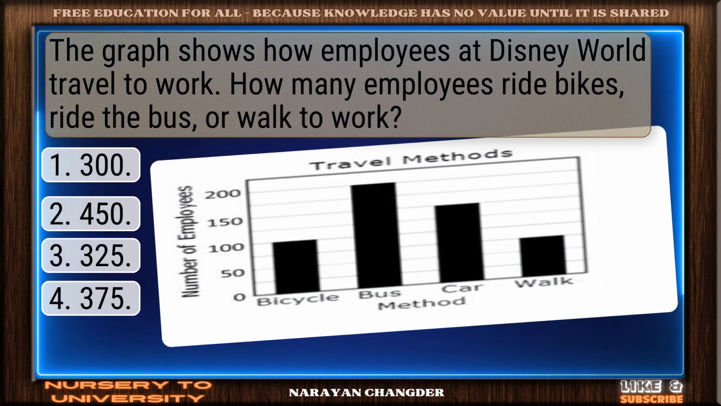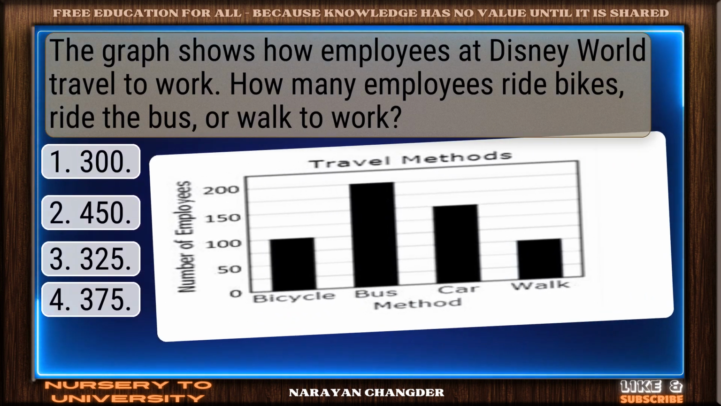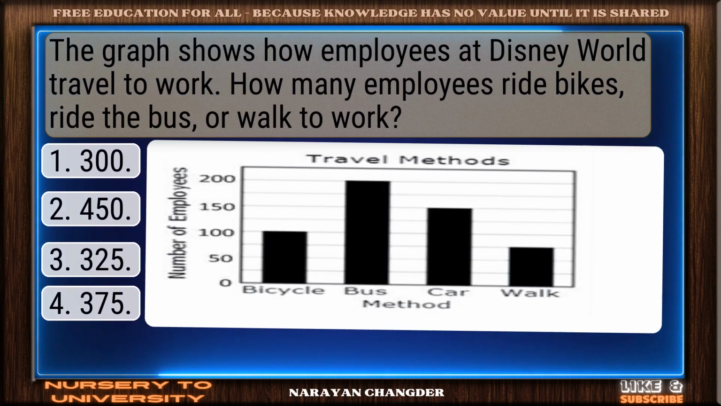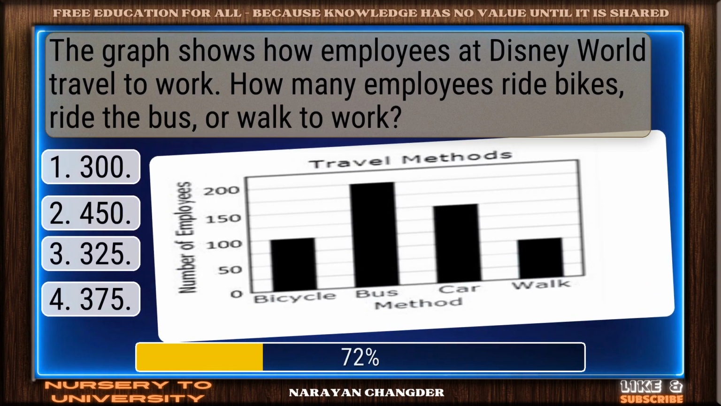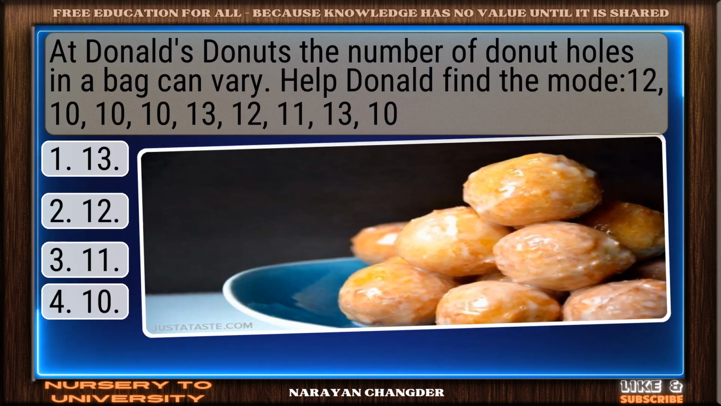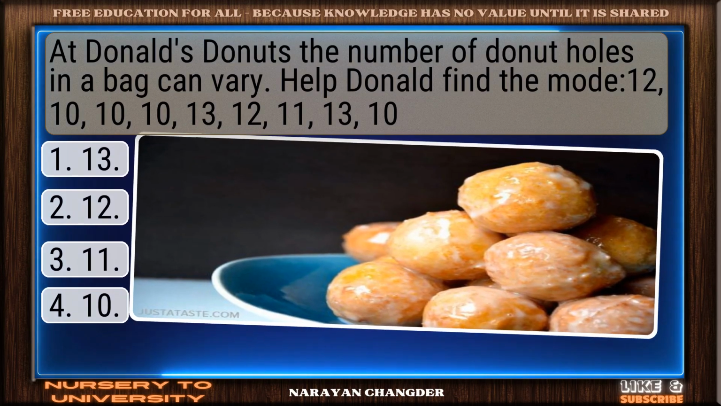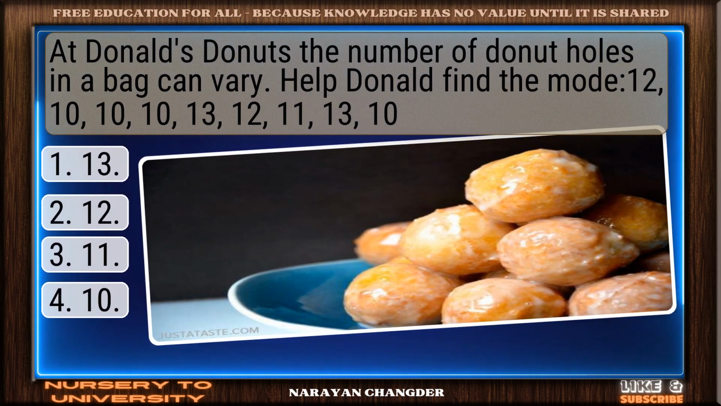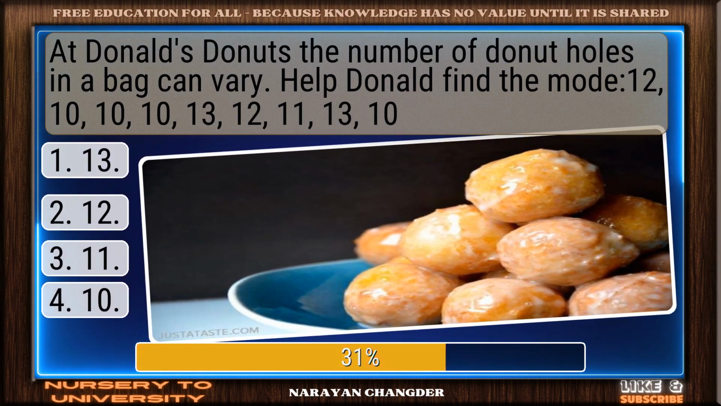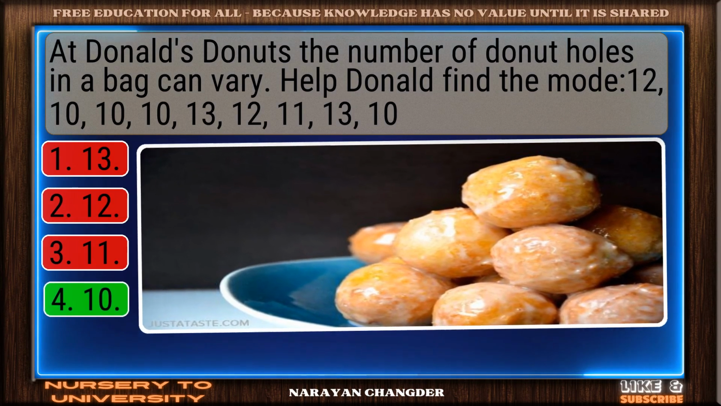The graph shows how employees at Disney World travel to work. How many employees ride bikes, ride the bus, or walk to work? Valid. 0.375 is true. At Donald's Donuts, the number of donut holes in a bag can vary. Help Donald find the mode: 12, 10, 10, 10, 13, 12, 11, 13, 10. You're right. 10 is correct.